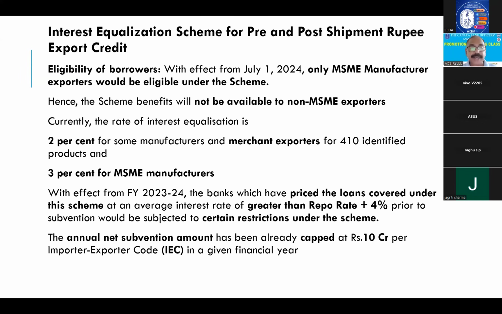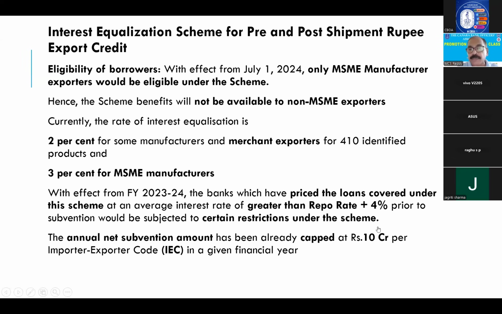Next, the annual net subvention amount has been already capped at 10 crores per import-exporter code. What is this import-exporter code? Whoever is importing or exporting commodities, goods, etc., they have to obtain an IEC code from DGFT, the Director General of Foreign Trade. From DGFT, they have to apply and take one code number that is called the IEC code. Each borrower, party, or entity, whatever you call, they will take this. So under each IEC, the maximum subvention amount is 10 crores only per annum. It should not exceed 10 crores. So that is the ceiling limit.